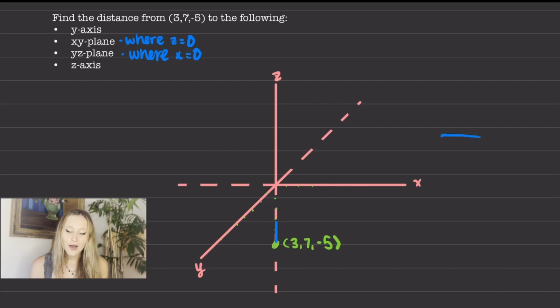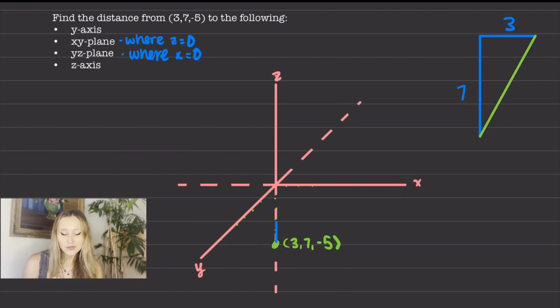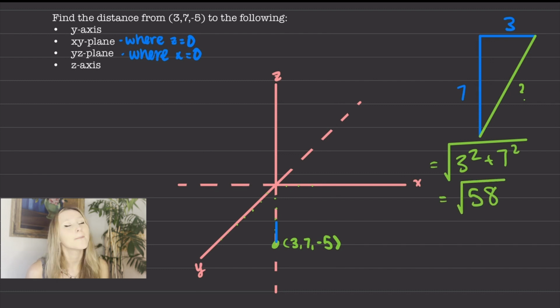Okay, so what we did, I did it my intuitive way. We're going to count 3 in the x direction towards the z-axis and 7 in the y direction towards the z-axis. And we get the square root of 58, period. Good job, friends.